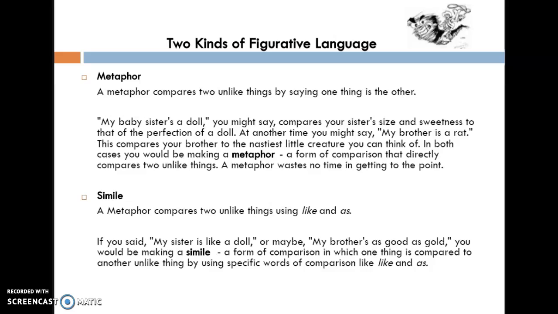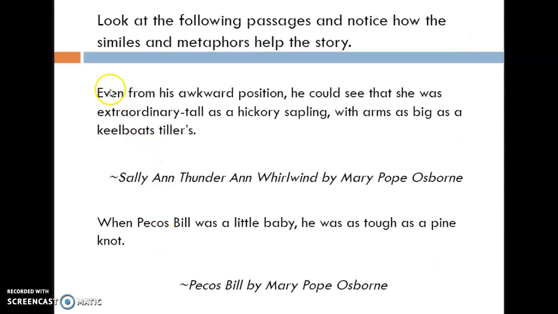On this slide, we're going to look at just a little snippet from two different tall tales, and we are going to identify whether they're using a simile or a metaphor. The first one is, even from his awkward position, he could see that she was extraordinarily tall as a hickory sapling with arms as big as a keelboat's tillers.